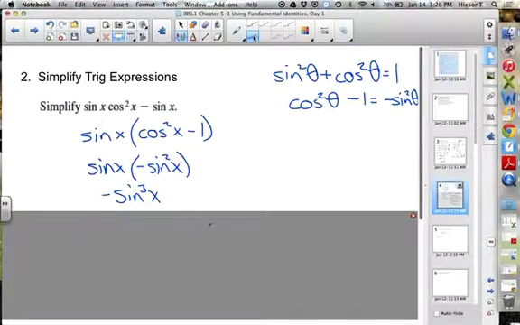Something other than factoring. You can change sine to 1 over cosecant. I mean, yeah. But that doesn't do anything. Yeah, that won't. That's going to get messy. What is cosine squared equal? 1 minus sine squared.